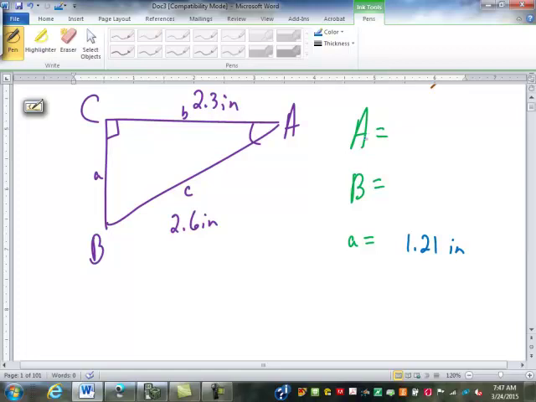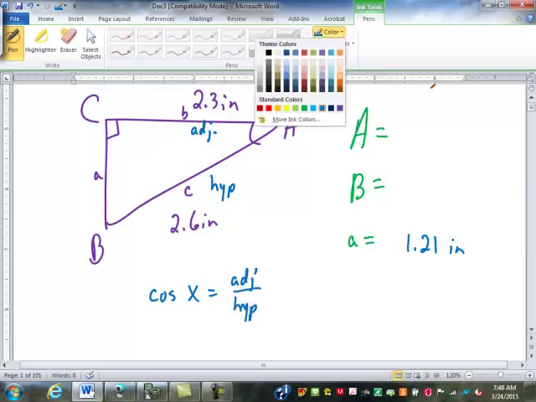Now for angle, big A, of course, the 2.6 is the hypotenuse. 2.3 would be adjacent. So hypotenuse and adjacent is cosine. Cosine of an angle is the adjacent over the hypotenuse.